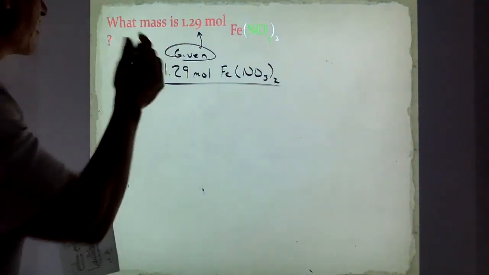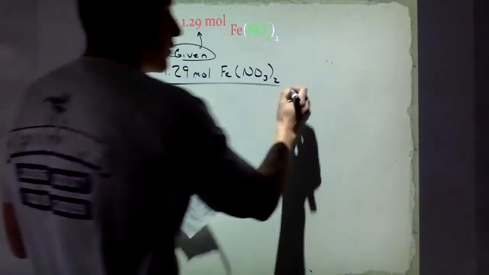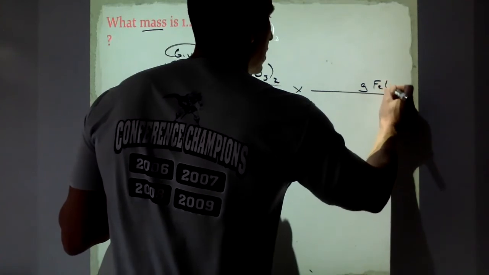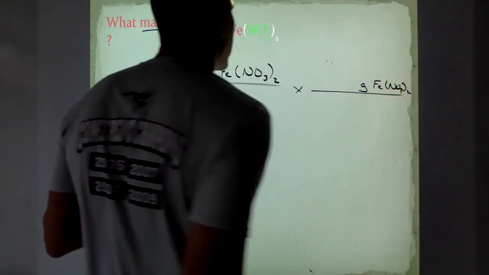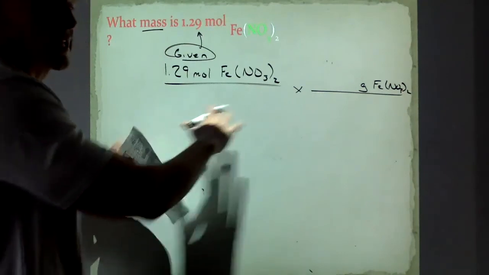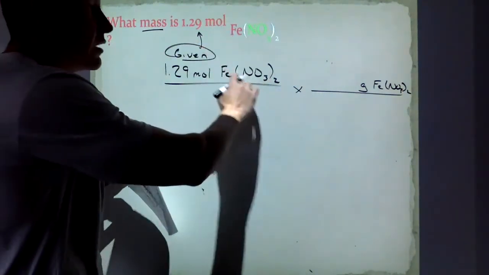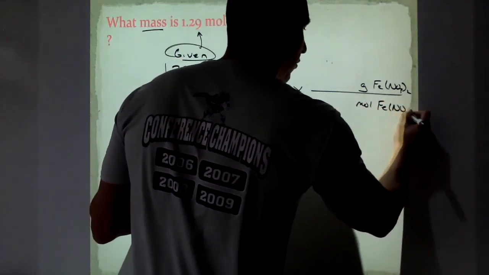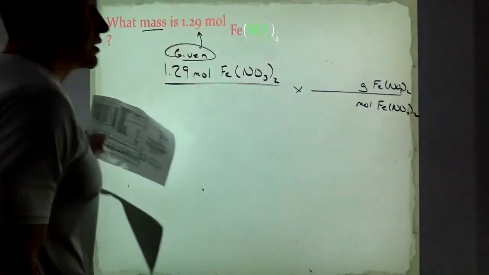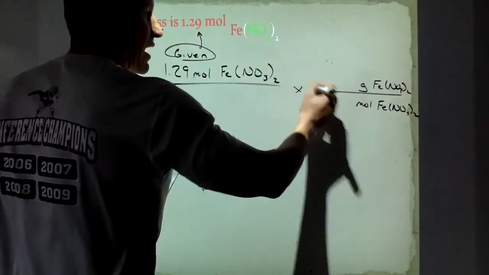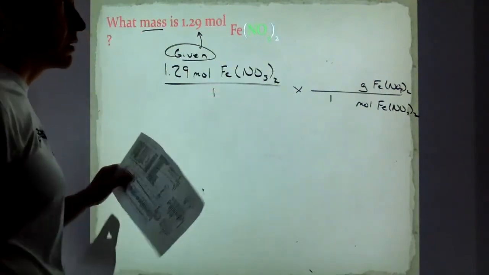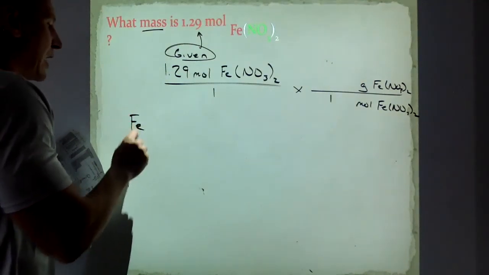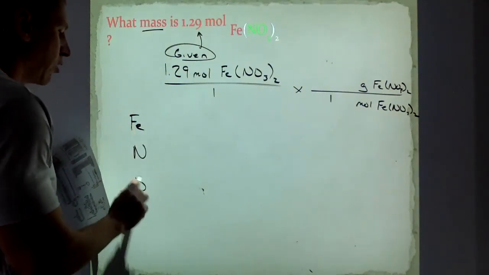Okay, what am I solving for? It says what mass. So for mass, I'm going to put grams of Fe(NO3)2 right there. So we're setting it up the same way. We just have a compound now. Down here, we're going to put moles of Fe(NO3)2. And we're always comparing that to 1 mole, so we have to figure out what the mass is, and this one we can just leave the 1 right in there. So I have to find the molar mass of Fe(NO3)2. So Fe, N, and O.